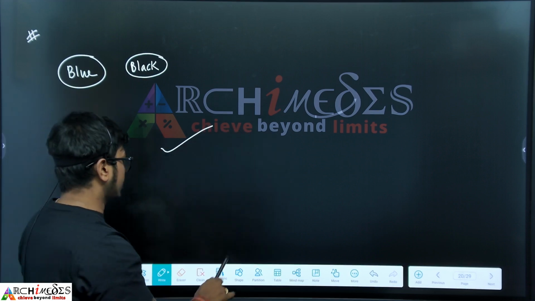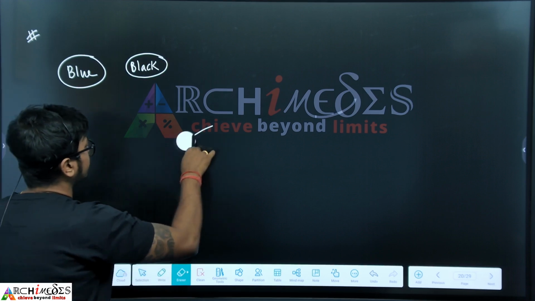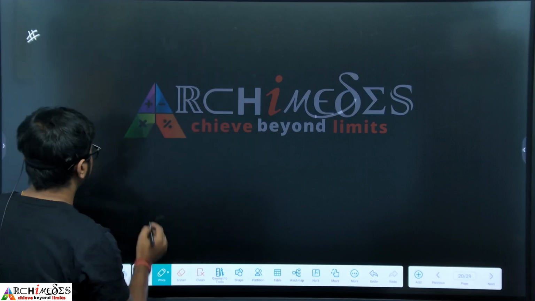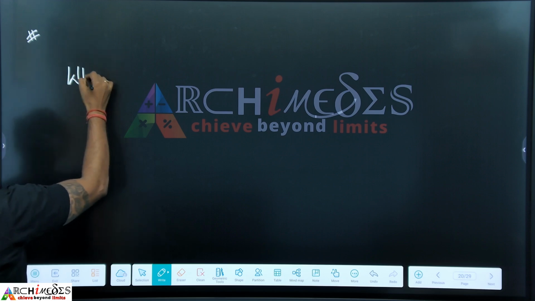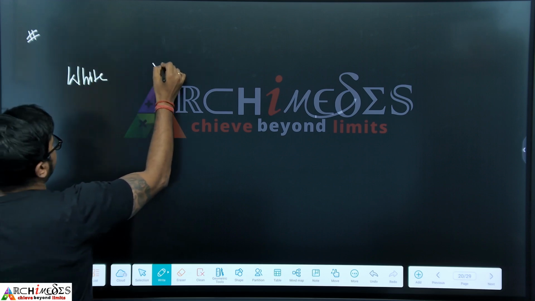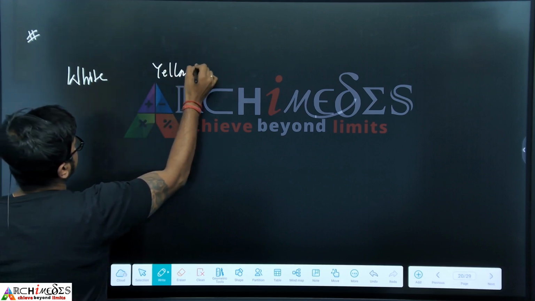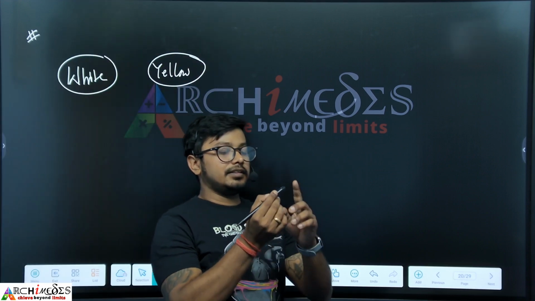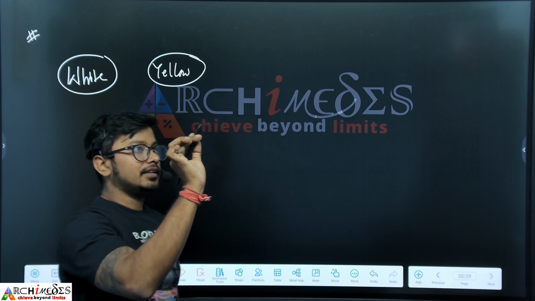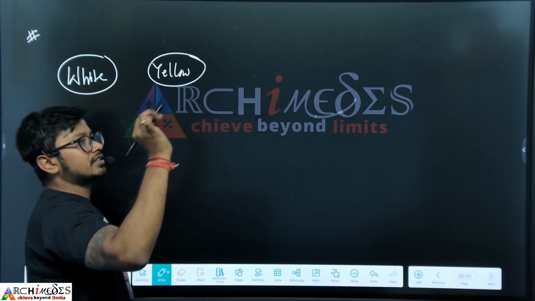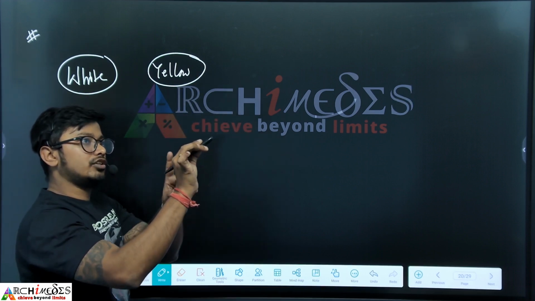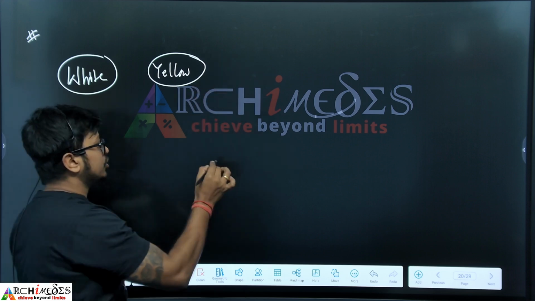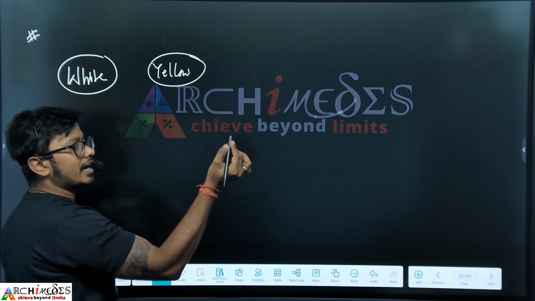Okay, again listen carefully. Better I'll give you an example other than blue and black, because I have a white marker here, so let's consider white and yellow color. Clear? Suppose I assume that this side will write with the white color. Am I clear? So there are only two colors, remember, yellow and white. I am assuming that this side will write with white color.